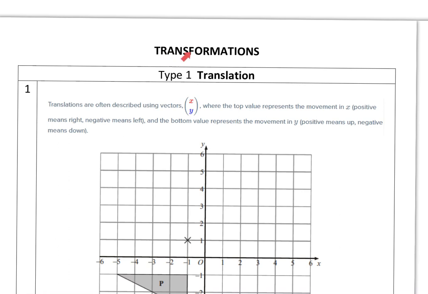Bismillah, in this video we'll explain transformation. We have four types of transformation: translation, reflection, rotation, and enlargement. Now we start with translation.